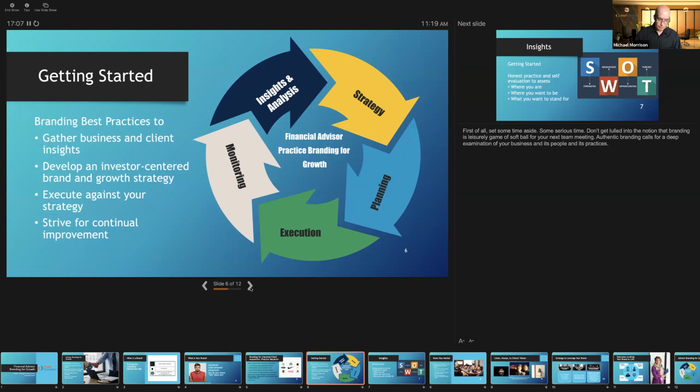Okay, first of all, you need to set some time aside, some serious time. Don't get lulled into the notion that branding is a leisurely game of softball for your next team meeting. Authentic branding calls for a deep examination of your business and its people and practices. This wheel here shows the process that I observe. It begins with insights and analysis. Those insights and analysis inform a strategy and a plan that you then execute and monitor to see how it's performing. And then the process starts all over again.